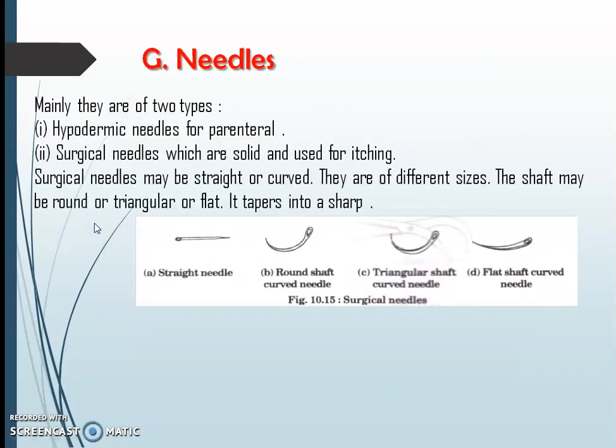Then needles. Mainly, there are two types of needles: hypodermic needles, which are for parenteral use, and surgical needles, which are solid and used for stitching. Surgical needles may be straight or curved. They are of different sizes. The shaft may be round or triangular or flat. It tapers into the shaft. This is a straight needle, round shaft needle, triangular needle, flat shaft curved needle. These all four are types of surgical needles.